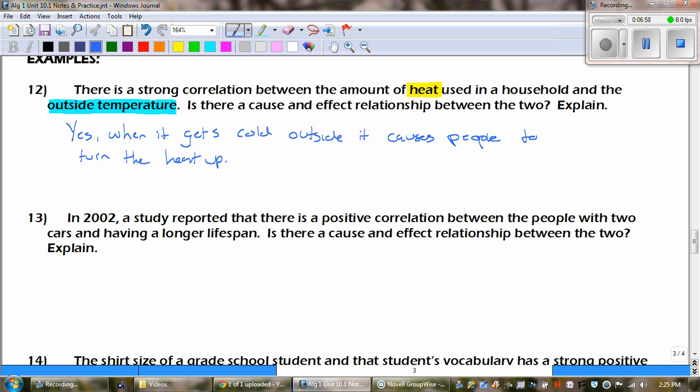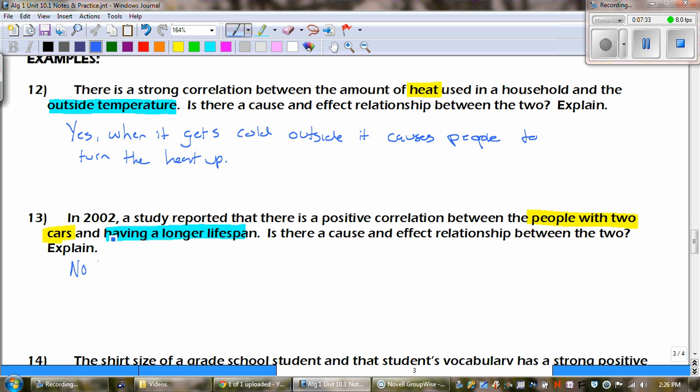Let's look at our next one. In 2002, a study reported that there's a positive correlation between what two things? People with two cars and having a longer lifespan. Is there a cause and effect relationship between the two? So what they're saying is, if you have two cars, you're going to live longer than somebody else. What do you think? Is that true or false?